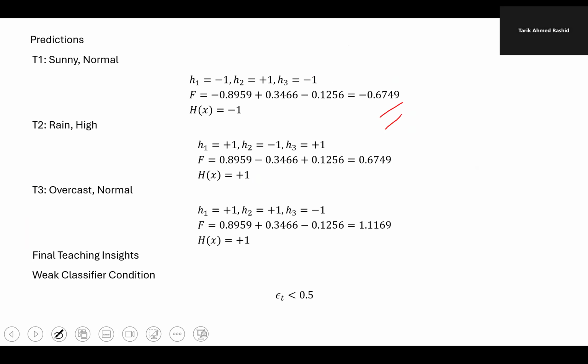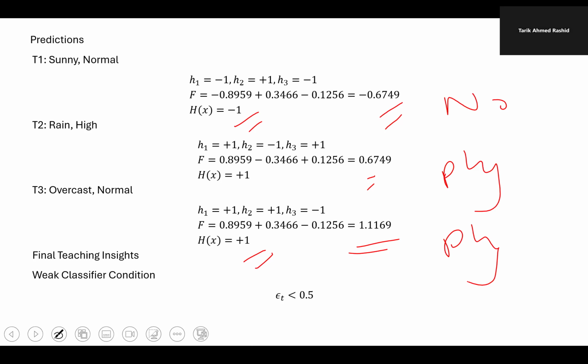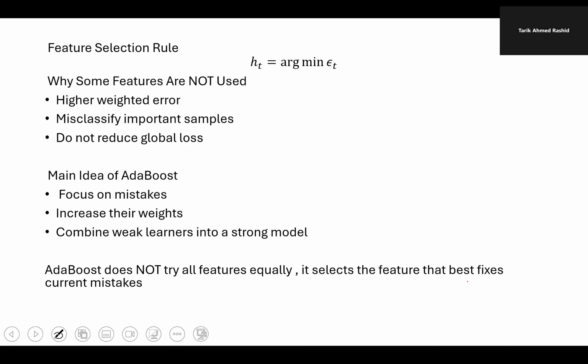In this case it is 0.679. This can be rounded to 1. So no play. If you have sunny and normal, no play. And if you have rain and high, the class would be what? Rain and high. The result 0.67, so play. Second sample. Overcast, normal. So here 1.1, that's rounded to 1. So again, play.